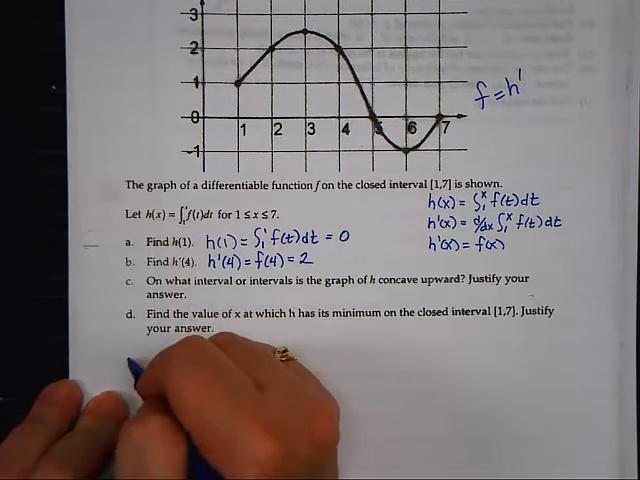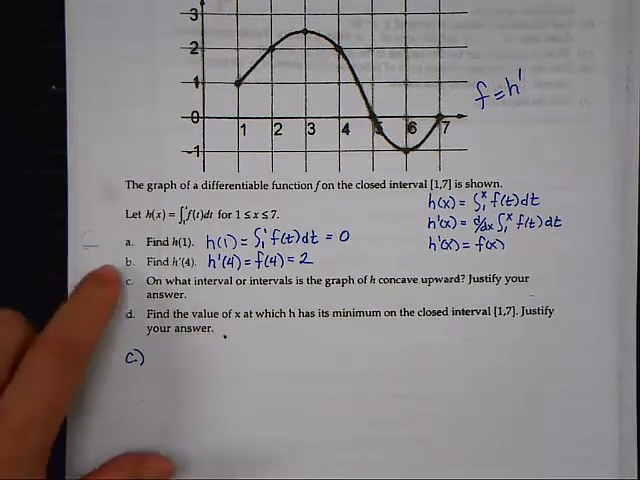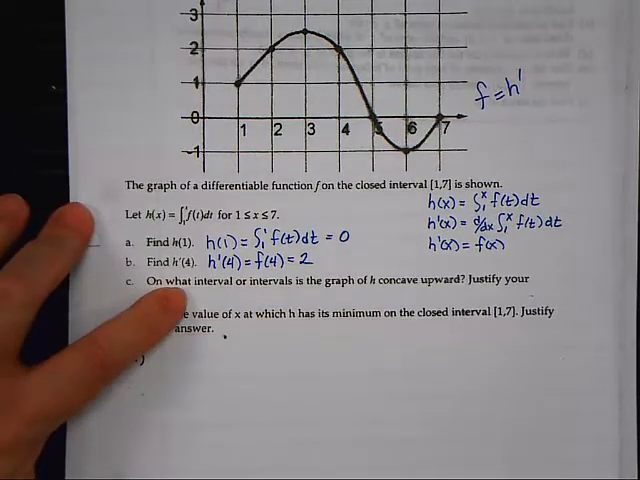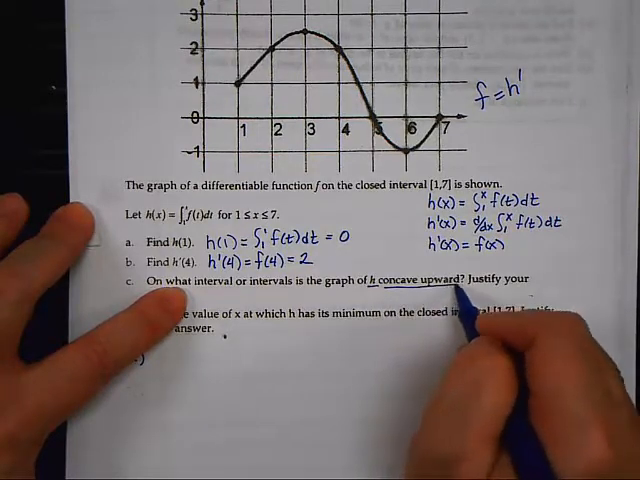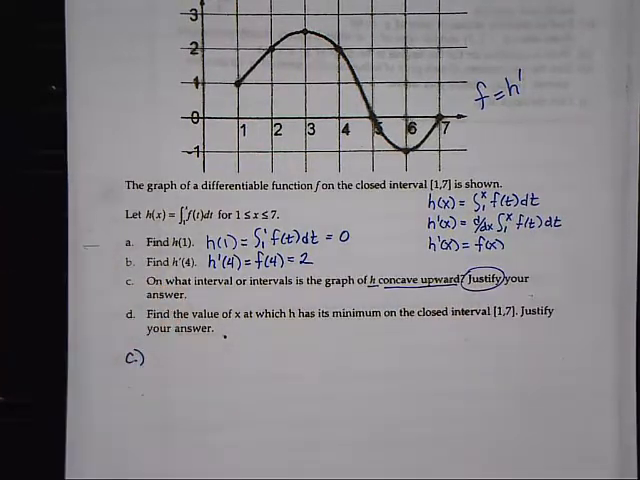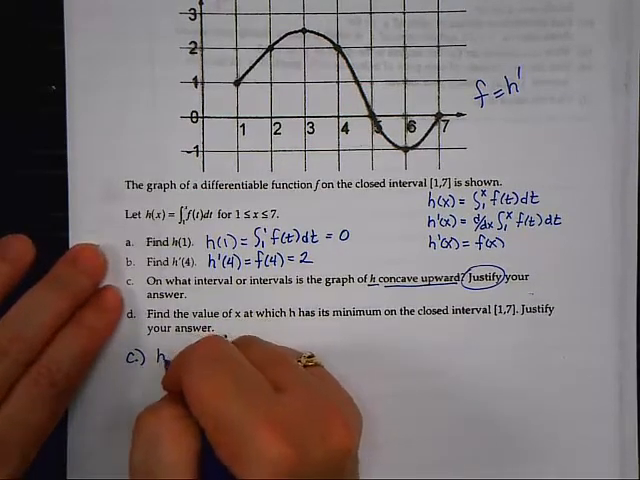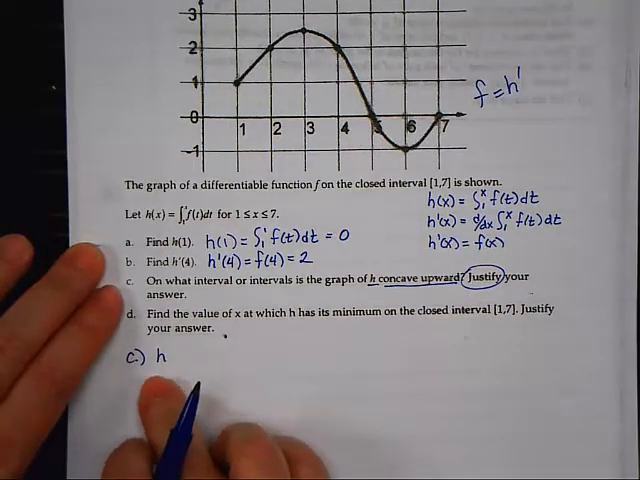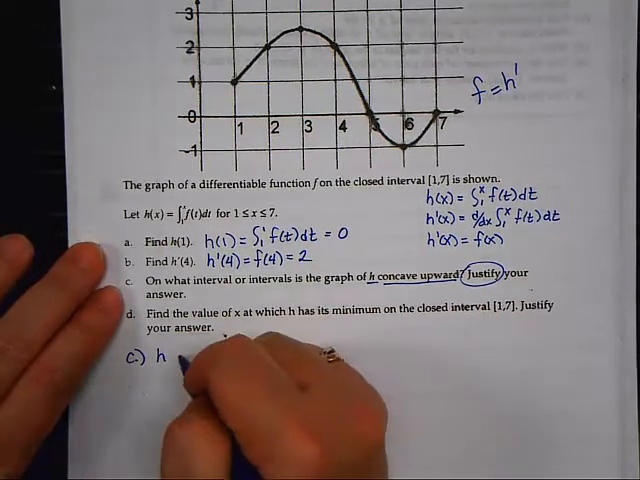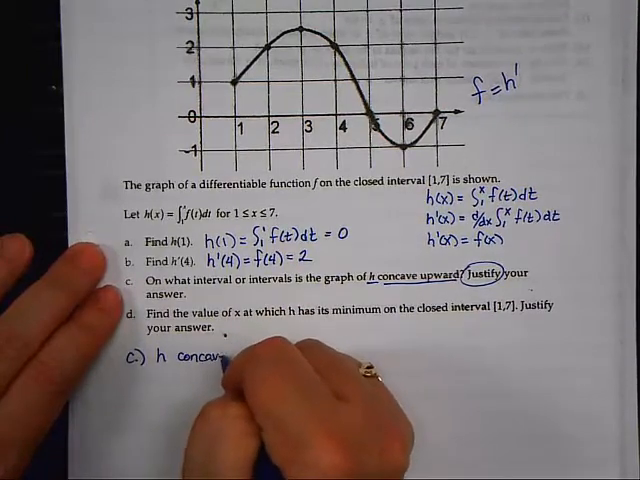Okay, part C. I have to do this one down here. On what interval or intervals is the graph of h concave up? Justify. I like to circle the word justify to remind myself that when I get to that point, I've got to either show work or write a sentence. Okay? Now, I'm going to start summarizing what I'm finding. I think it makes it easier. I want to find where h is concave up.